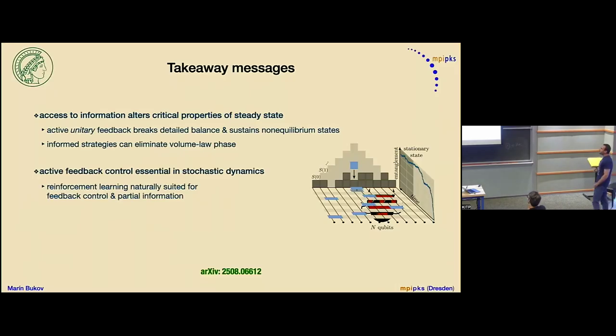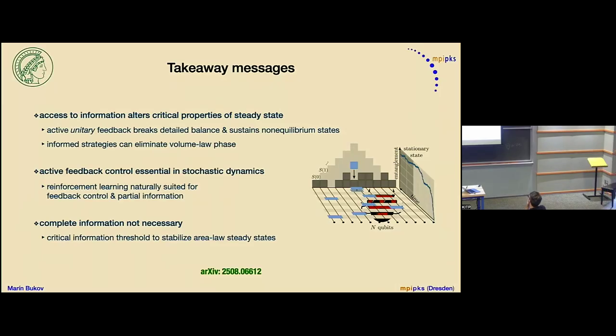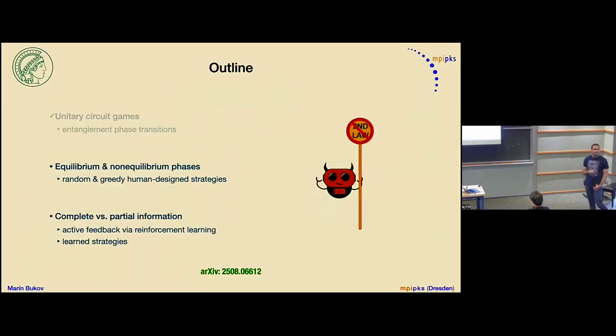Moreover, one tool that we will introduce to do this is reinforcement learning, and I will hopefully convince you that it is a very natural tool both for feedback control and also to quantify the amount of information that is needed. Last but not least, we'll look at how much information is actually necessary, and we'll show that there is a critical threshold to stabilize area law steady states. All right, so this is the outline for today's talk. We'll talk about equilibrium and non-equilibrium phases, then introduce random and so-called greedy agents, and then talk about partial information and reinforcement learning.